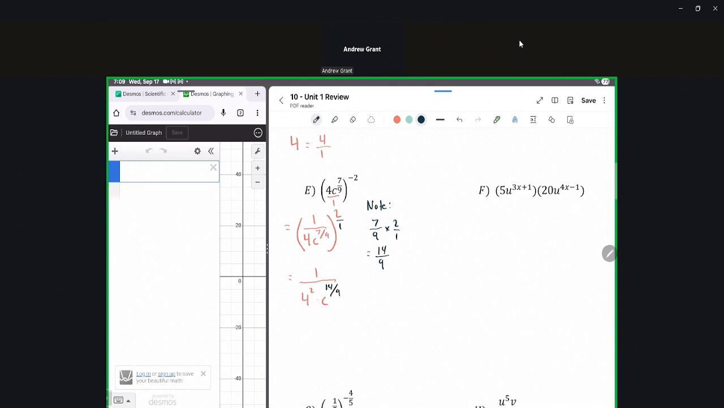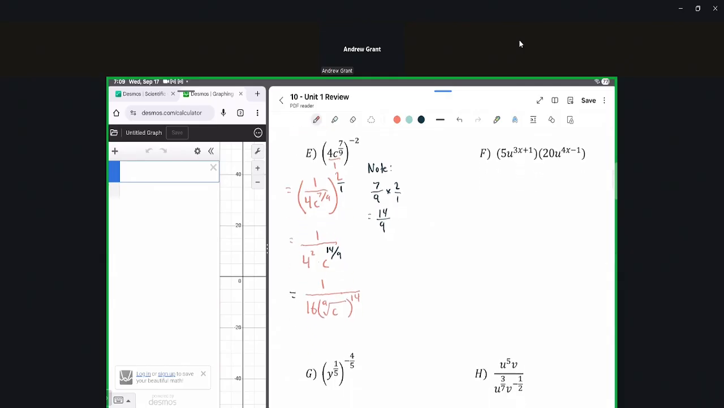That's good enough for us, but do recall that this will be the same thing as 1 over 4 to the power of 2 is 16. And if you have c to the power of 14/9, that's the same thing as the 9th root of c to the power of 14. Or if you prefer, you can write this as the 9th root of c, all to the power of 14, depending on what your preference is. Either is okay.